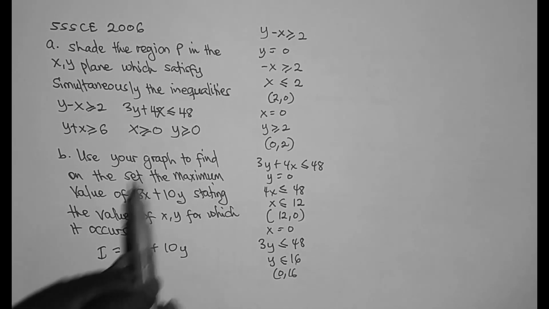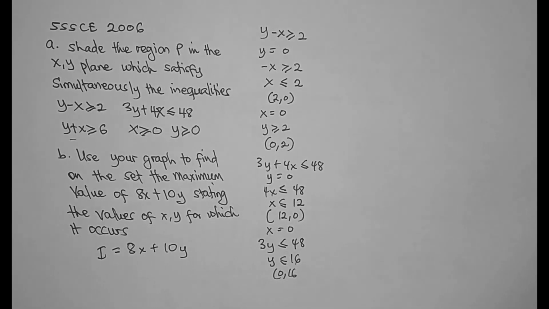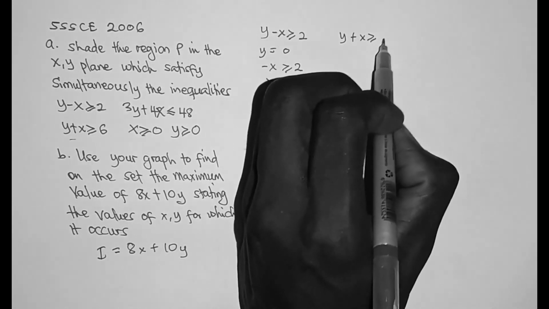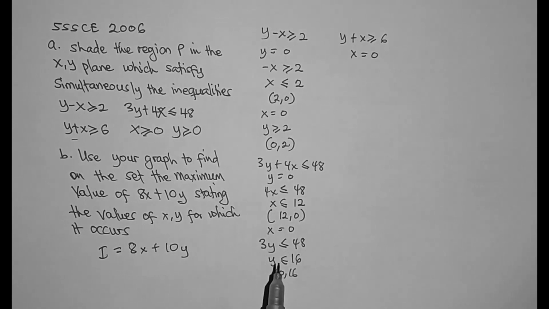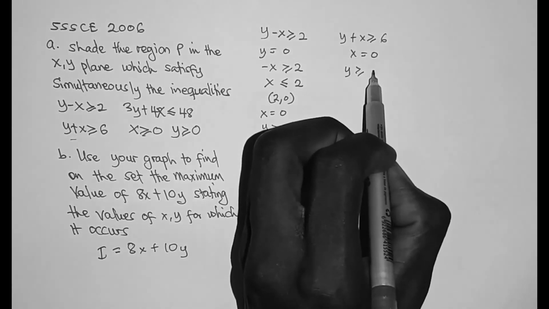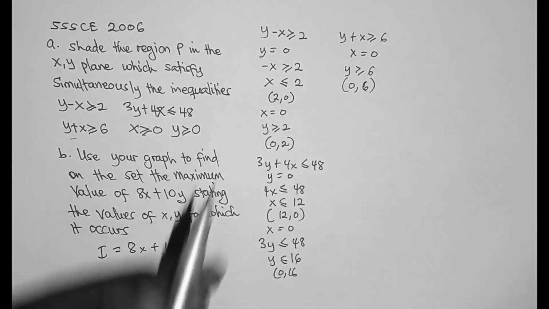Now let's come to this one, which is y plus x is greater than or equal to 6. So let's set x equals 0. We will get y is greater than or equal to 6, and therefore we have the coordinate 0, 6.